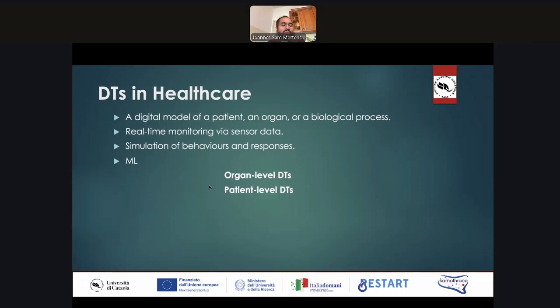And why do we have these digital twins? There are a lot of advantages. One is real-time monitoring. When you have digital twins that are collecting real-time sensor data from the human body through a lot of sensors or wearables like smartwatches, you can have real-time monitoring of the organs.